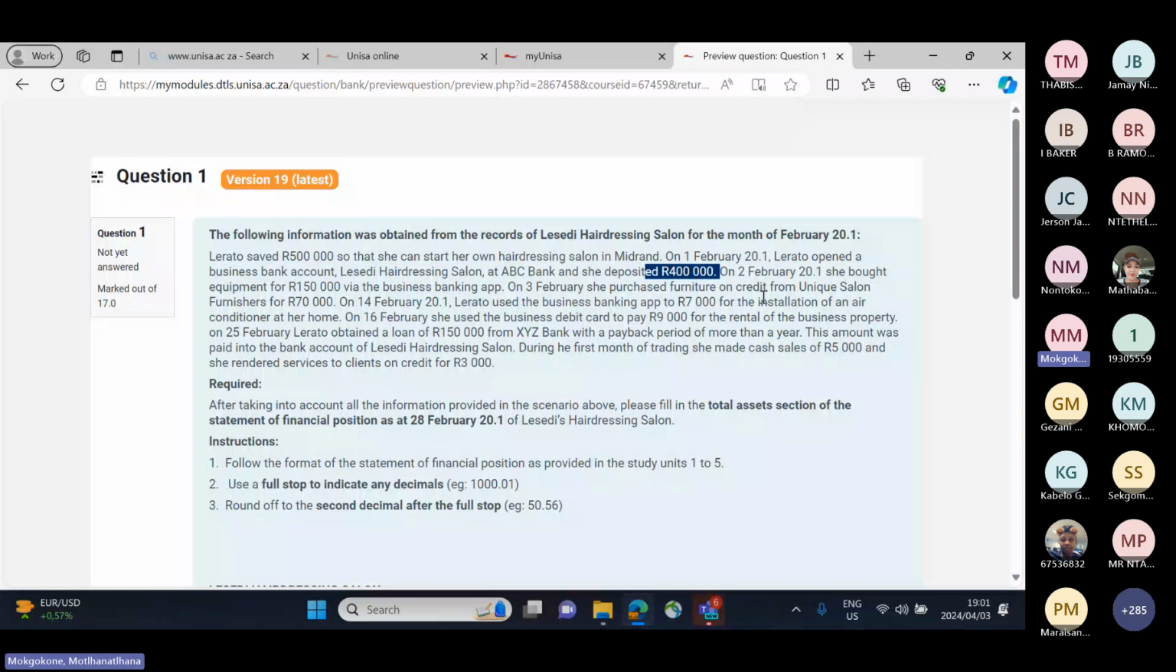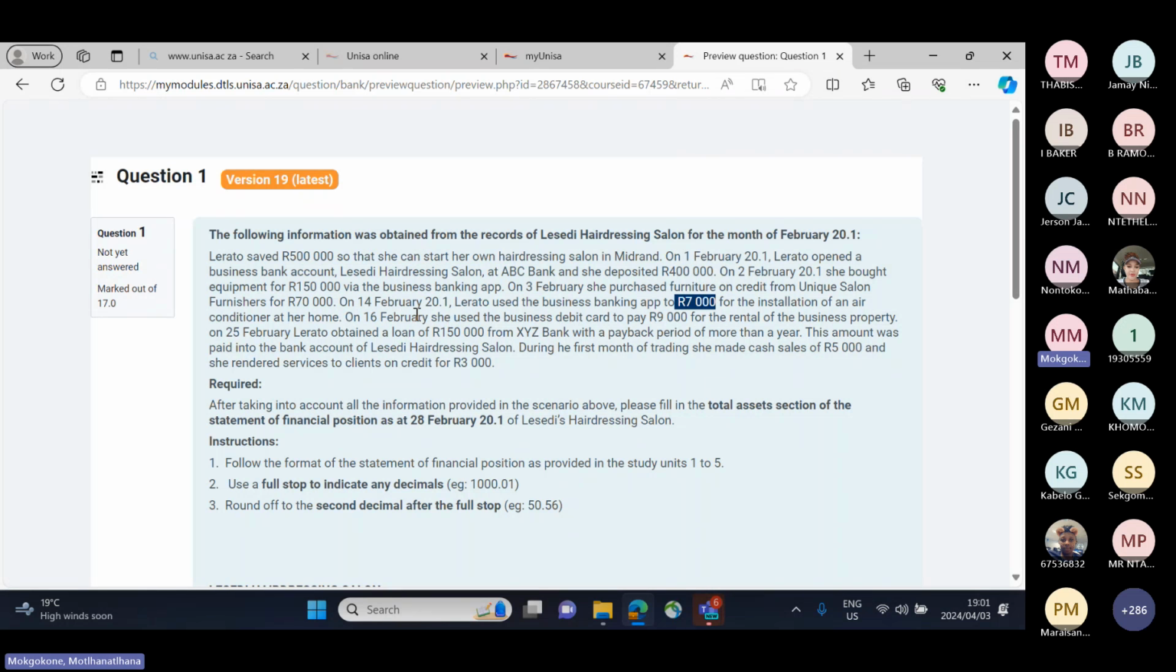This one, she purchased furniture on credit. Here she purchased on credit. That one will not affect our business bank account, because here Lerato purchased on credit. There is no cash involved. Lerato uses the business bank app for the installation of an air conditioner at home. Here our business bank account reduces by 7,000. You subtract 7,000 also.